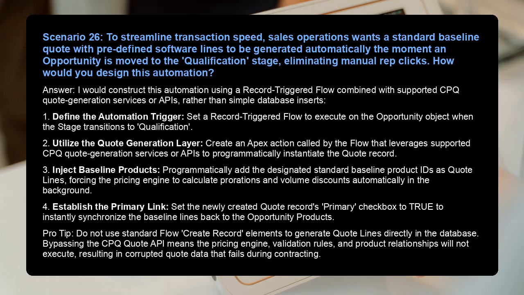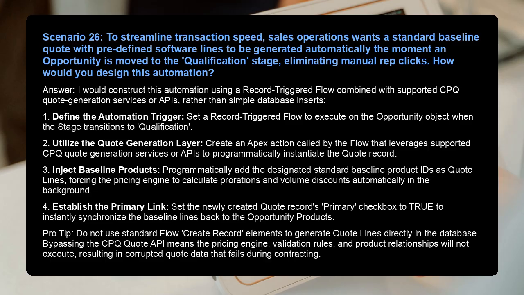2. Utilize the quote generation layer. Create an Apex action called by the flow that leverages supported CPQ quote generation services or APIs to programmatically instantiate the quote record. 3. Inject baseline products. Programmatically add the designated standard baseline product IDs as quote lines, forcing the pricing engine to calculate prorations and volume discounts automatically in the background. 4. Establish the primary link. Set the newly created quote record's primary checkbox to true to instantly synchronize the baseline lines back to the opportunity products.